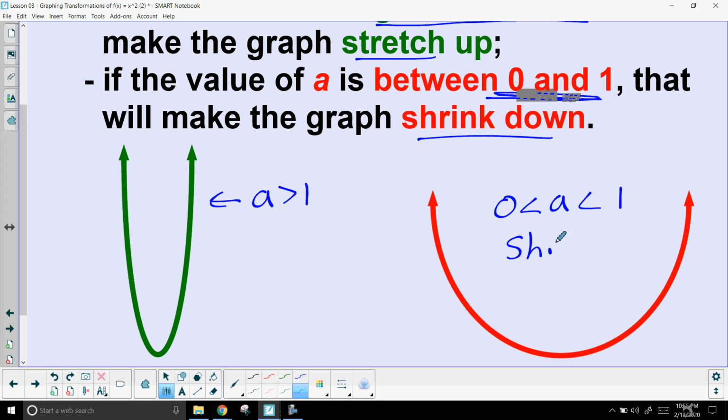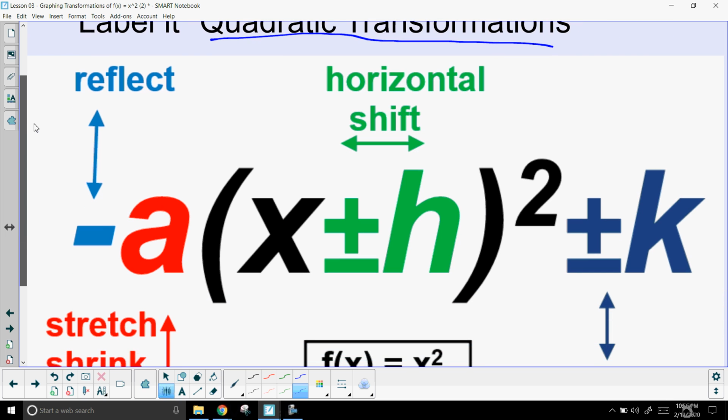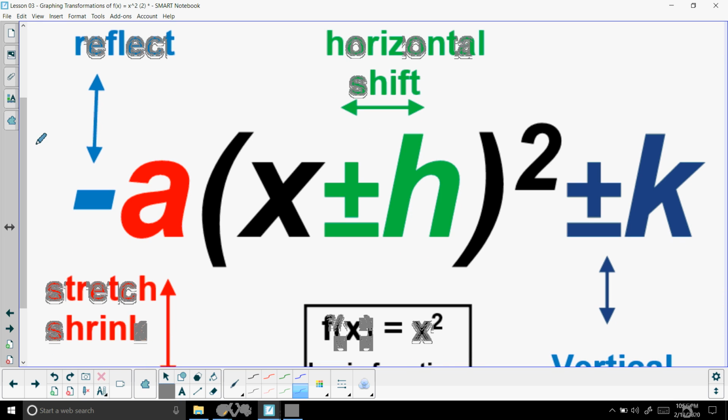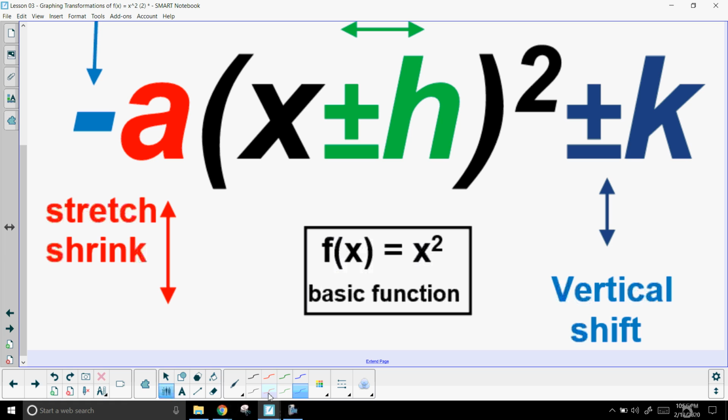Now, I have a slide that catches every single transformation for these quadratics in vertex form. Probably going to want to copy it. Here it is. Quadratic transformations. And when you write these transformations, you got to go in order. Start with the negative. The negative controls if it's reflecting or not. When you're done with that, you look at the A. The A is going to control whether or not it stretches if A is greater than 1, or if it shrinks because A is between 0 and 1.